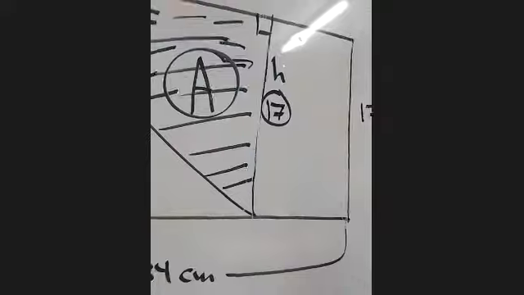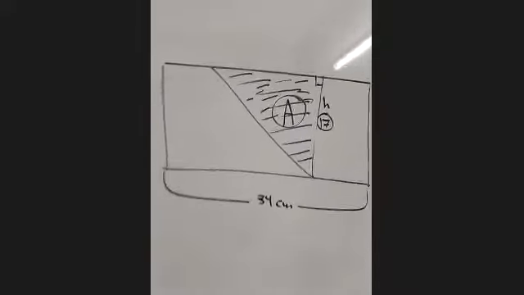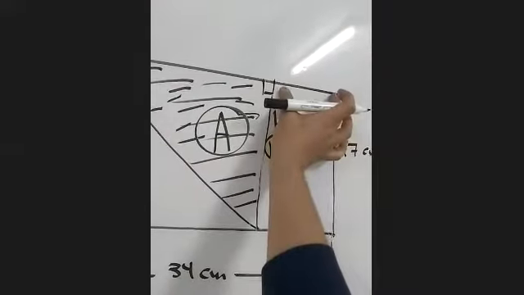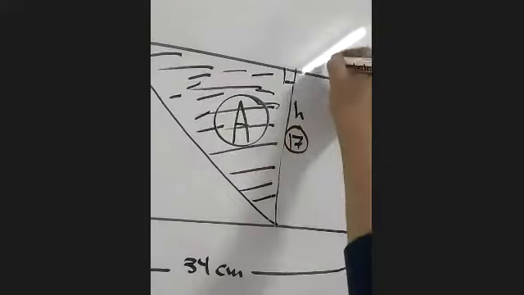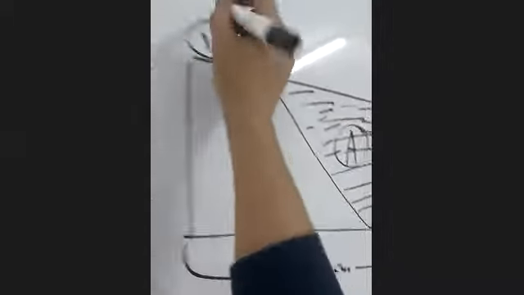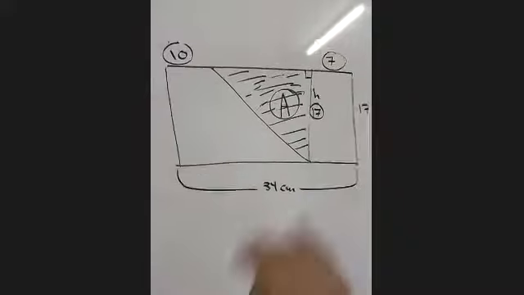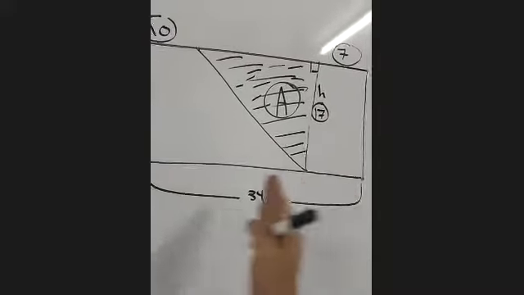The height is found. What's still left to find? The base. What's this distance here? 7. And here? 10. The whole distance together, how much? 17. Focus now. The whole here is 34. So what's the whole here also?